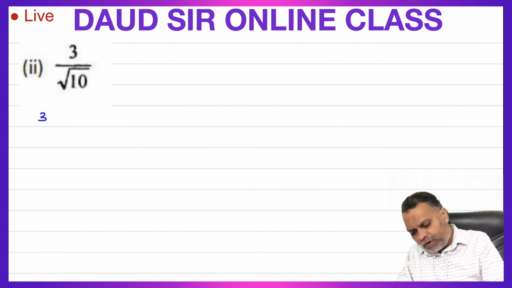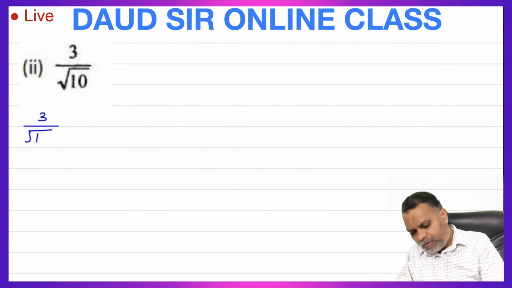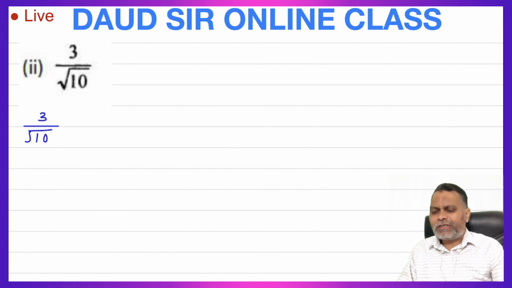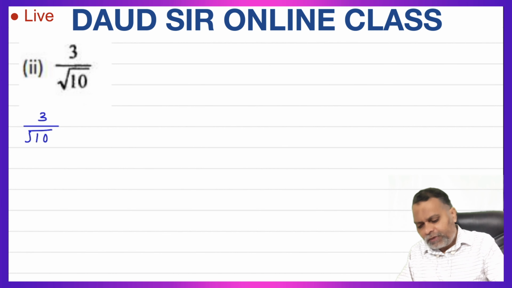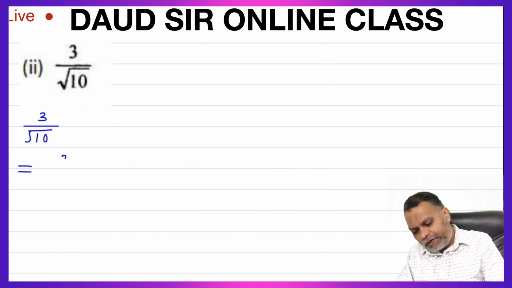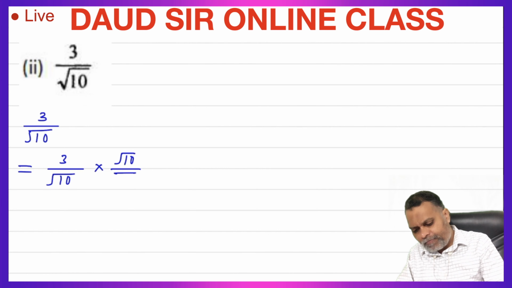Question number second part. 3 upon root 10. We have to find out its value up to 3 places of decimal. So first simplify this. Rationalize the denominator: 3 upon root 10, multiplying and dividing by root 10 by rationalizing the denominator.